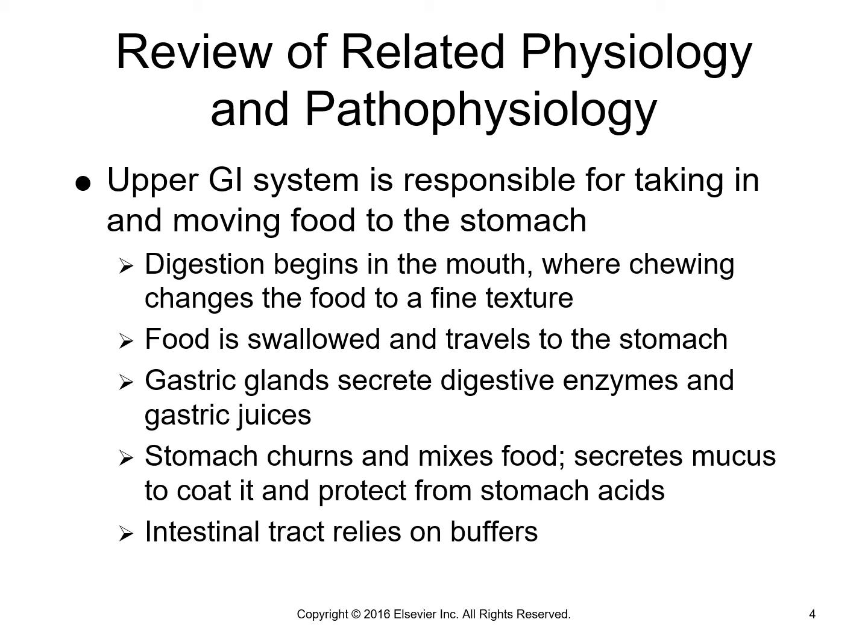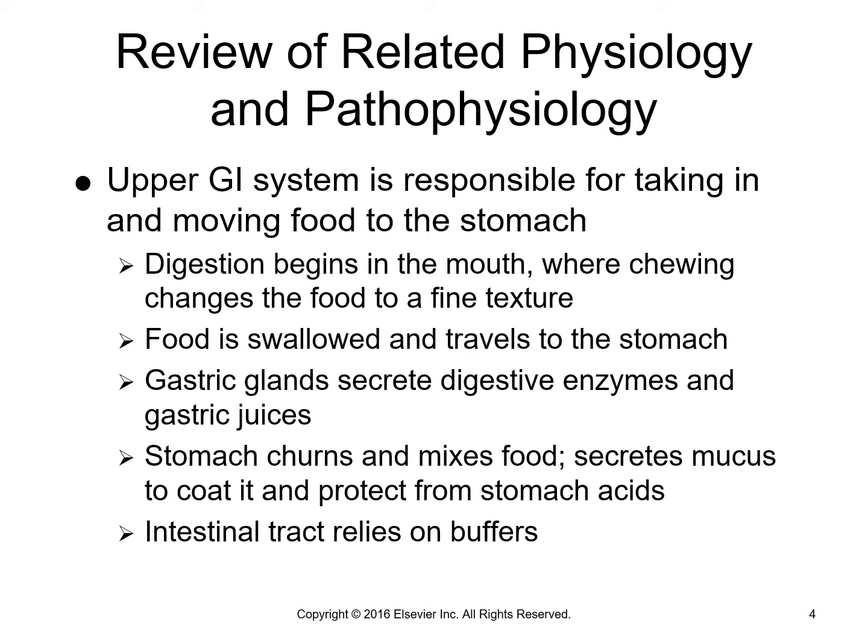Just a quick physiology and pathophysiology. We know that your upper GI system is responsible for taking in the food and moving it into the stomach. We know that digestion starts in the mouth, where chewing begins, and different enzymes are mixed into the food. And food is digested and converted into a form that the body can use.